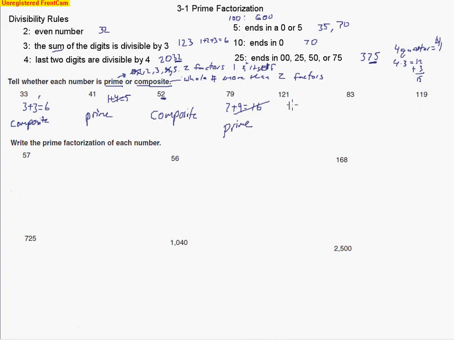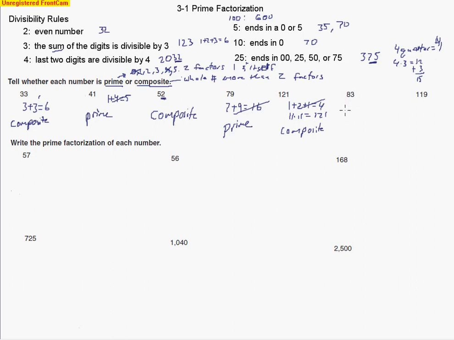121, I see that 1 plus 2 plus 1 ends up equaling 4, so I can't use that rule. Can't use 2, can't use 4. Well, there's one rule that I didn't use here, and that is 11. So 11 times 11 does equal 121. So this one is composite. There are a few that will end up being like this, like 13 times 13 is going to equal 169, and that doesn't have any of these factors. But this is just a special case.